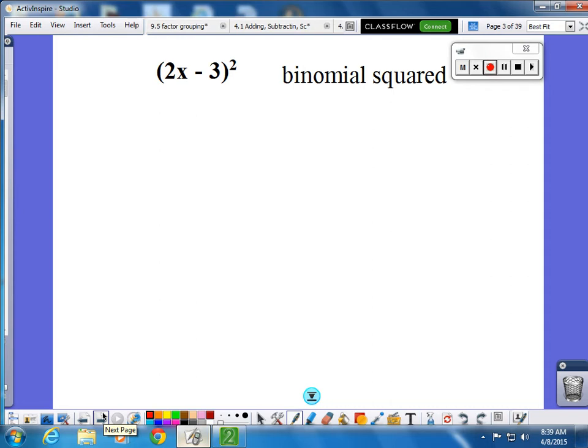All right, this is a binomial squared. As a review, multiply that binomial squared out. Now, the common mistake that people make is to square the 2x and square the 3 and they'll be left with a binomial. When you multiply binomials, what method do you use? FOIL. Good. And so when something is squared, that means that you multiply it by itself. And so do that using the FOIL method.